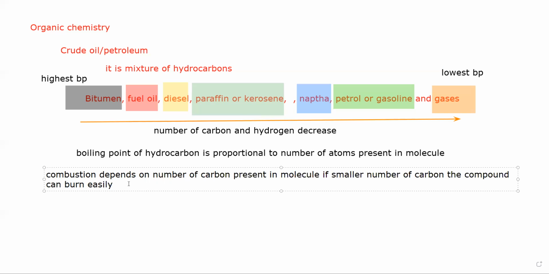So which substance you think can burn easily? The refinery gases, or gases, can burn easily because they have few carbon atoms. So I will represent by an arrow. Moving along this arrow, from bitumen to refinery gases, it becomes easier to burn.